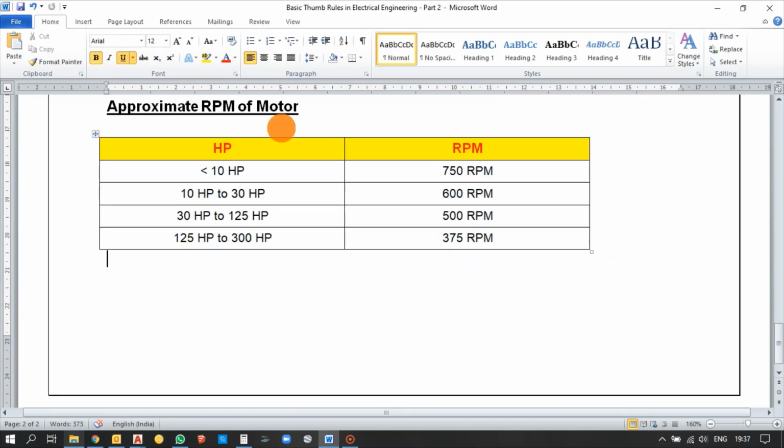Let's see the approximate RPM of a motor depending upon the HP rating. When you use a motor of less than 10 HP, its RPM would be around 750 RPM. And when you're using a motor of 10 to 30 HP, its RPM would be around 600 RPM. When you increase the HP, the RPM of a motor reduces. So when you're using 30 to 125 HP of motor, the RPM would be around 500. And when we are using 125 to 300 HP of motor, its RPM would be around 375 RPM. So when you increase the HP of a motor, its RPM will be decreasing gradually. Thank you.